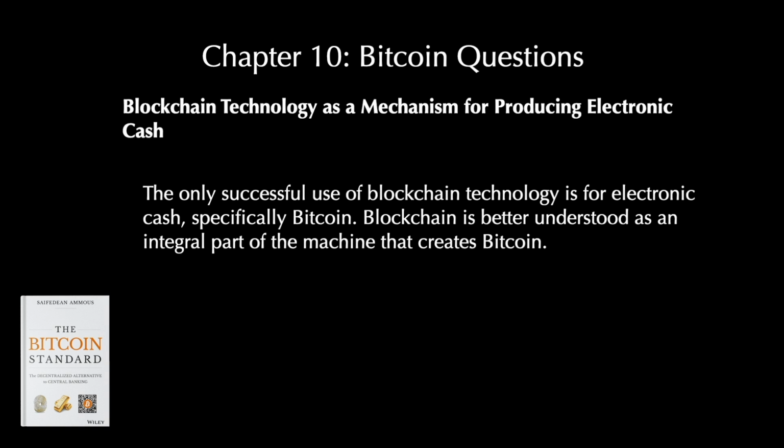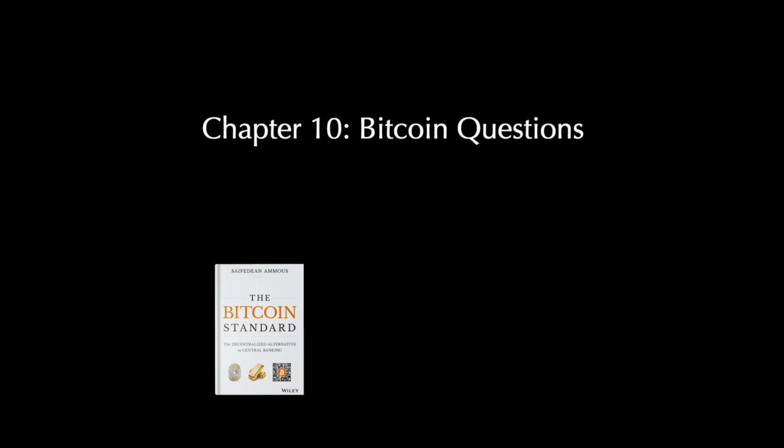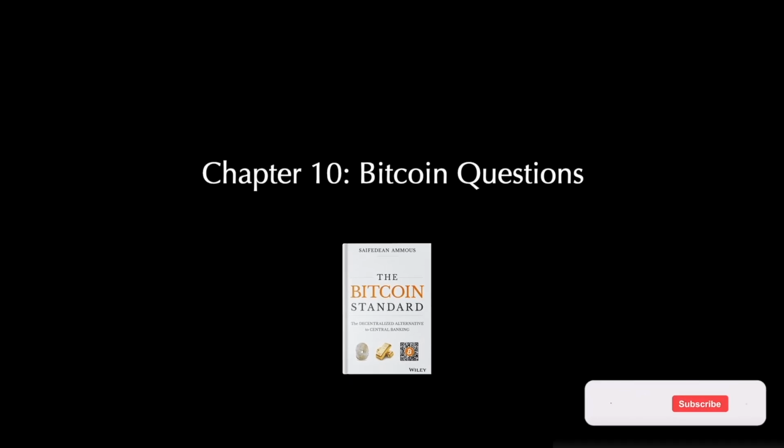The design of blockchain for electronic cash does not suit other functions, and after many years and many millions of users, it has not produced other commercial products other than Bitcoin. Blockchain is better understood as an integral part of the machine that creates Bitcoin.